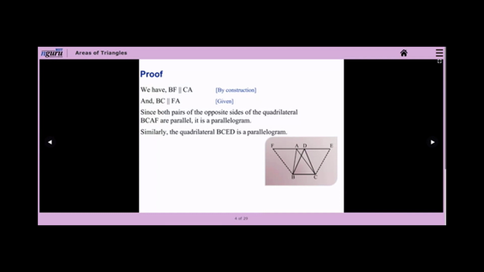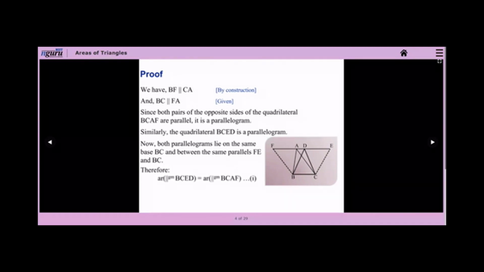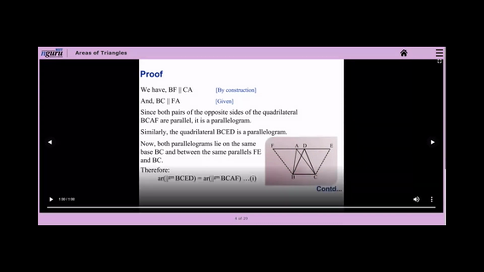Similarly, the quadrilateral BCED is a parallelogram. Now, both parallelograms lie on the same base BC and between the same parallels FE and BC. Therefore, the area of the parallelogram BCED is equal to the area of the parallelogram BCAF. Denote this as equation 1. What do you think will be the next step?